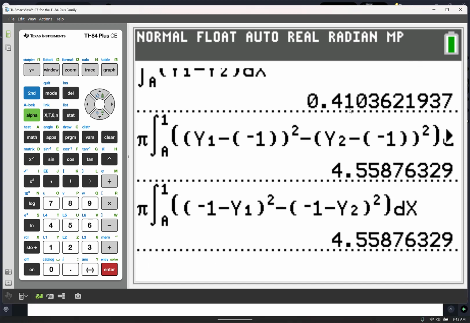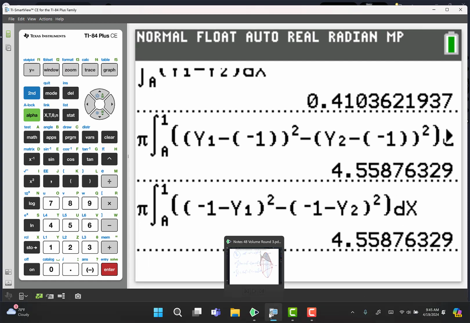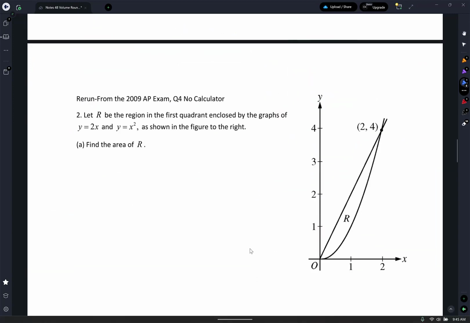Notice it doesn't matter how you do it, you still get the same answer. Are we cool? All right. Are we getting better? All right. Let's go to the next one.